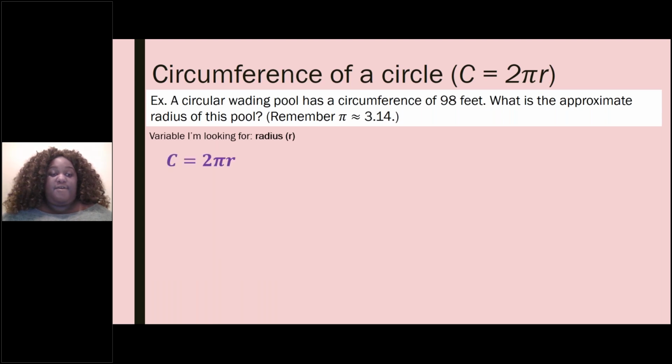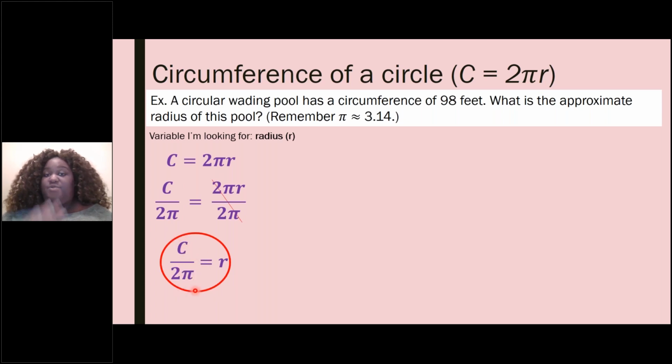So I'm going to rewrite that over. And then here, we're just multiplying everything. So if I multiply 2 times pi times r, and I need r by itself, I'm going to divide by 2 pi on both sides. That's going to get rid of the 2 pi on this side, so I'm left with r by itself. And then r equals c, or the circumference, divided by 2 pi. So that's our new rearranged formula.